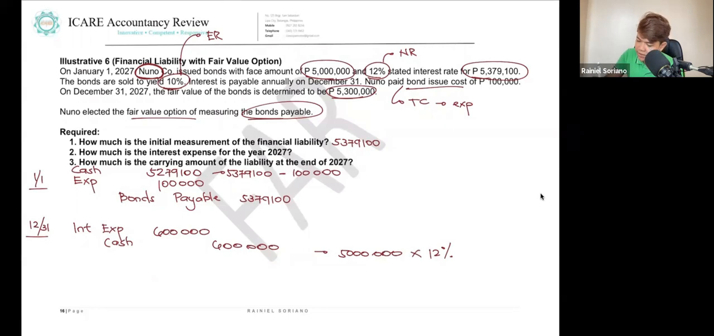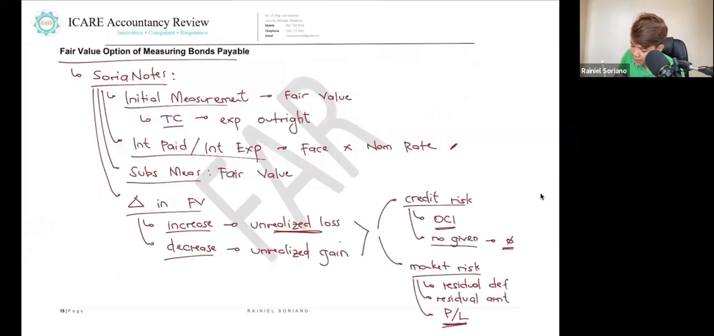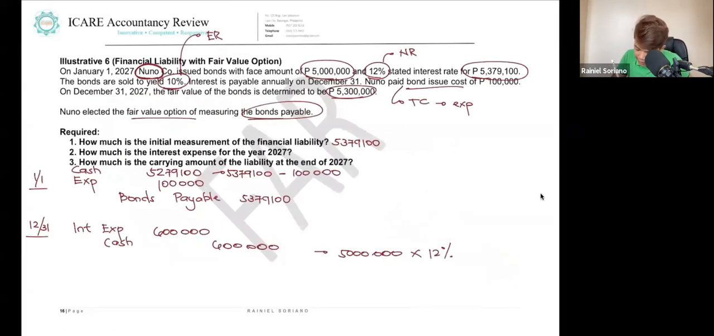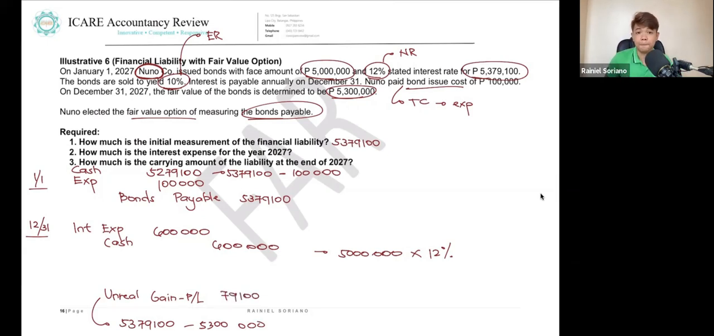If there will be a decrease, kasi 5.379, naging 5.3. If there will be a decrease, gain po yun, ha? Wala namang credit risk dito. So, yung unrealized gain natin lahat papasok sa P&L kasi wala ngang credit risk. Magkano to? From 5,379,100 naging 5.3 million na lang. So nabawasan yung utang natin ng 79,100 and that will be considered as gain. Then syempre nabawasan nga yung utang. So babawasan natin yung bonds payable. So debit bonds payable equal to 79,100.